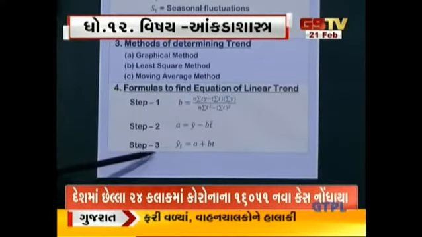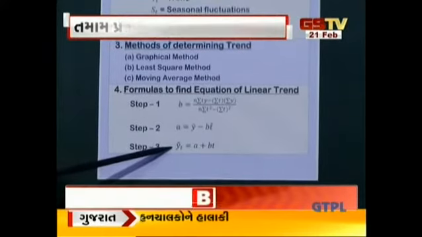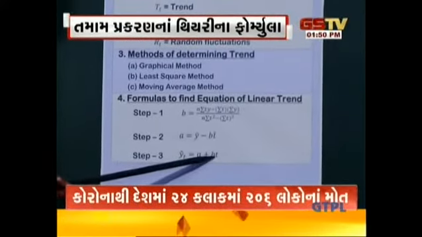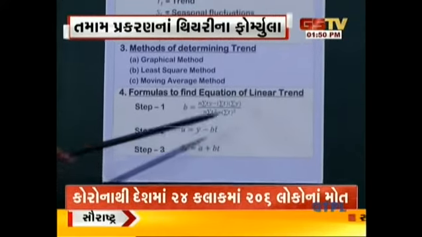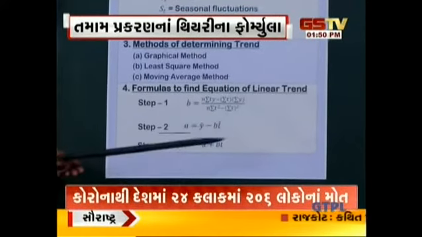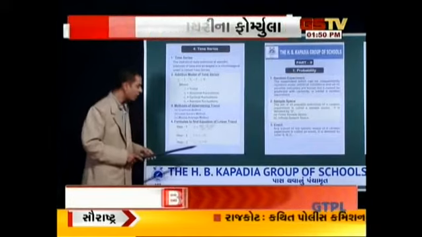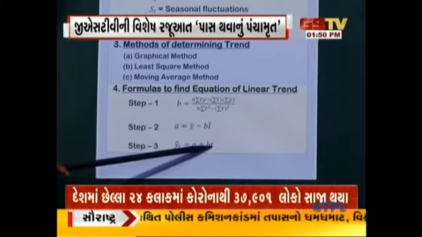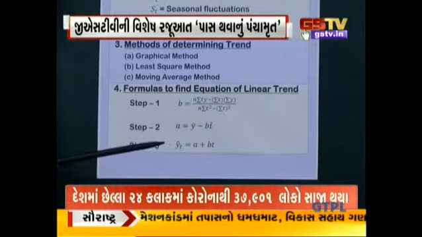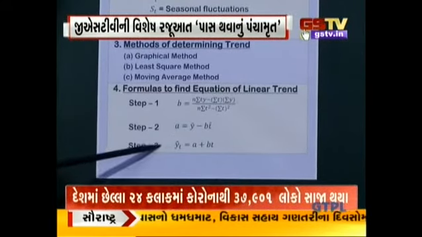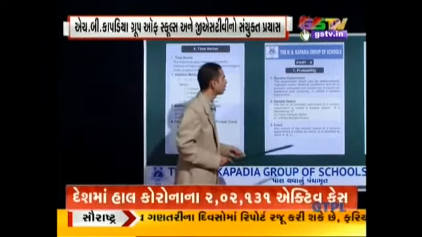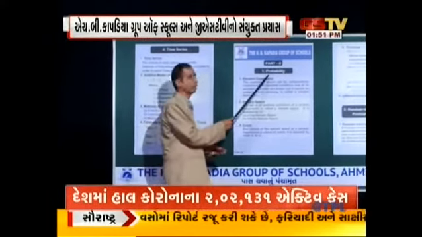Step number 3, where you have to find out yt cap. Yt cap is equal to a plus bt. This equation is called a linear trend or a trend line. Whenever we have given time value, you have to put it as t, so you will get the estimated value of yt. Now come to the second part of the statistics subject, chapter 1, probability.